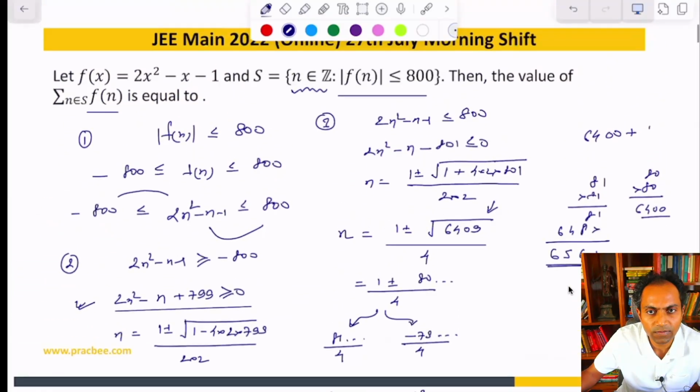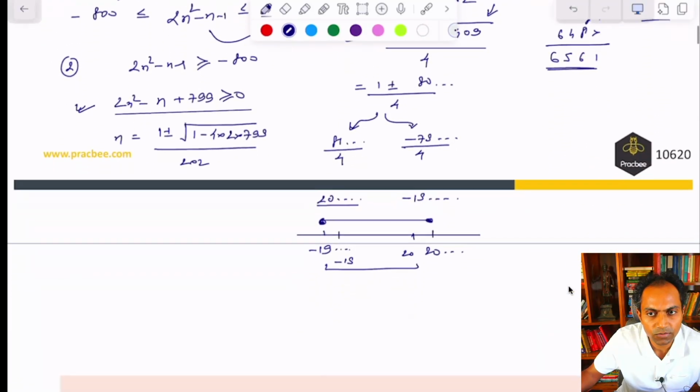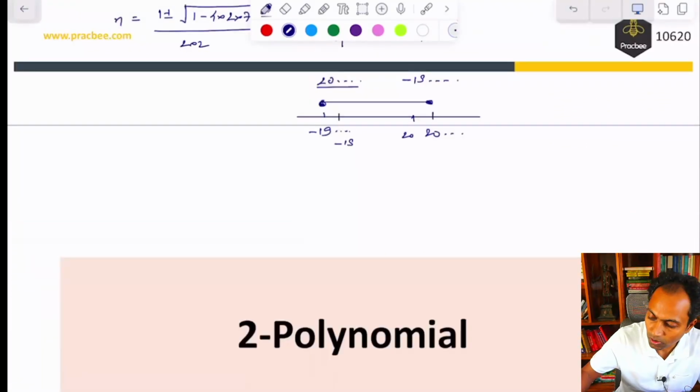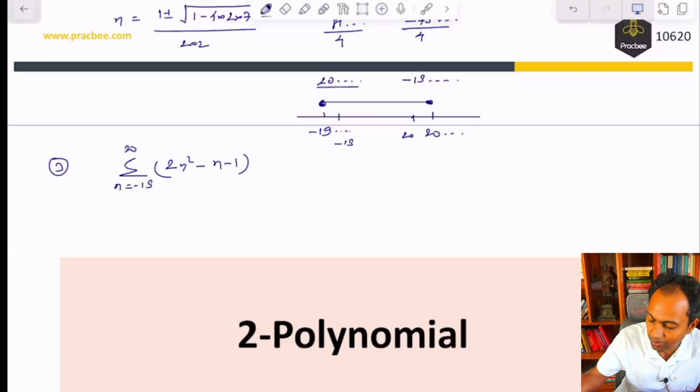We figured out the possible values of n. Find the value of the summation of f of n for all of these values. Now once we have got this, in the third part, we have to find the summation of this. The values of n are from minus 19 to 20 of 2n square minus n minus 1. The summation we will have to find.